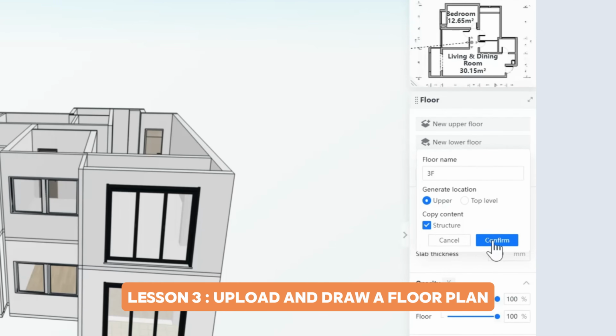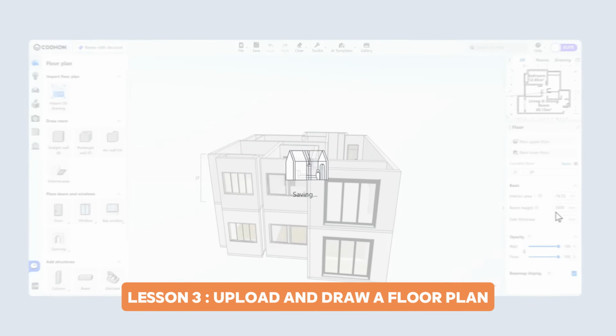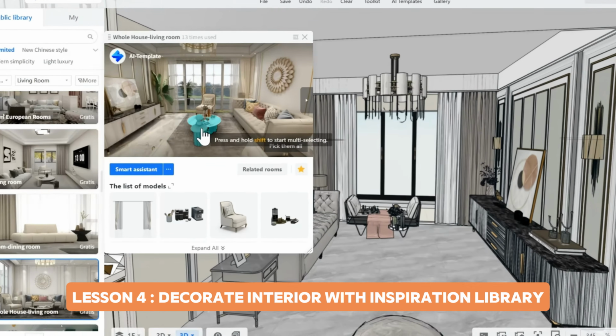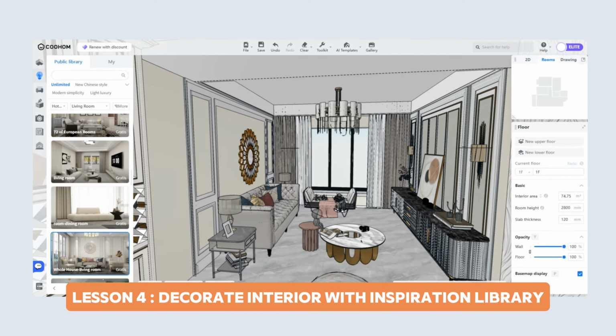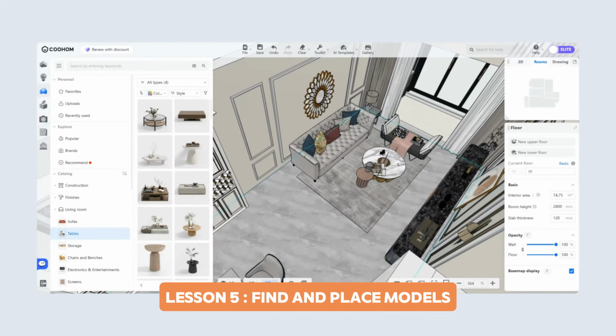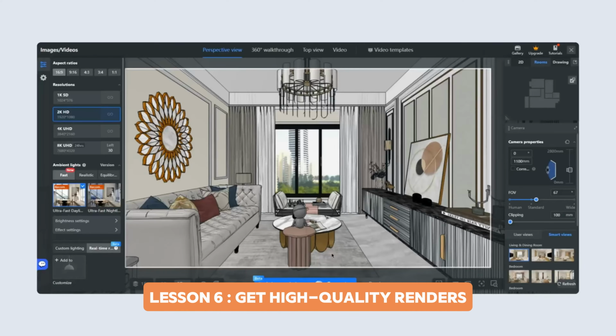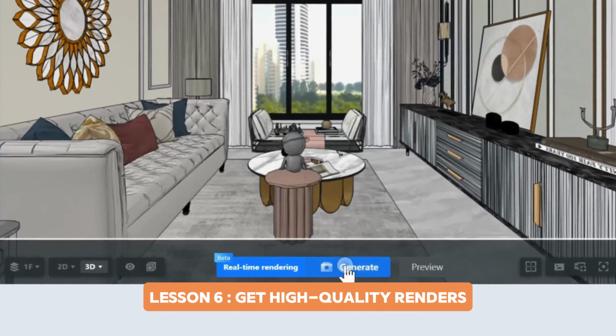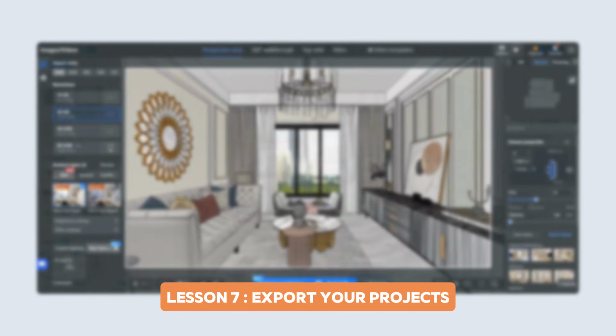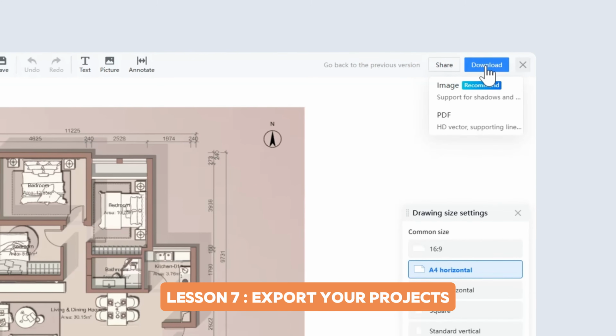Lesson 3. Upload and draw a floor plan. Lesson 4. Decorate interior with Inspiration Library. Lesson 5. Find and place models. Lesson 6. Get high-quality renders. Lesson 7. Export your projects.